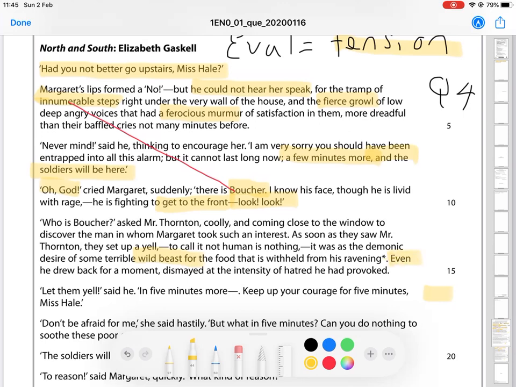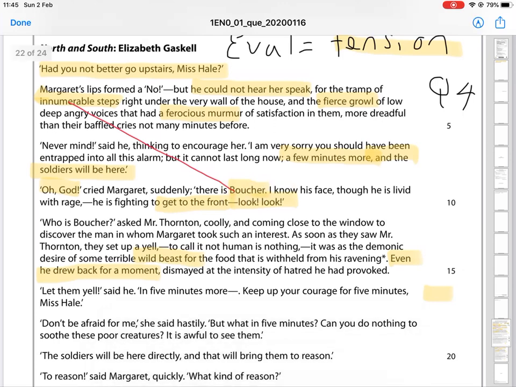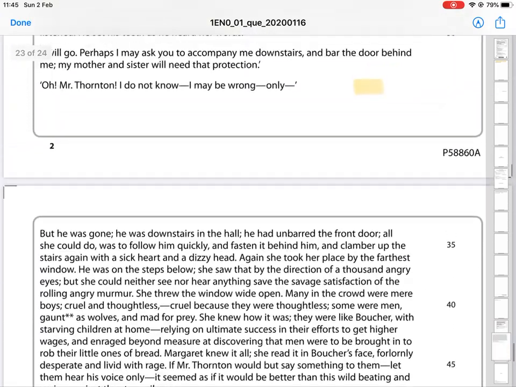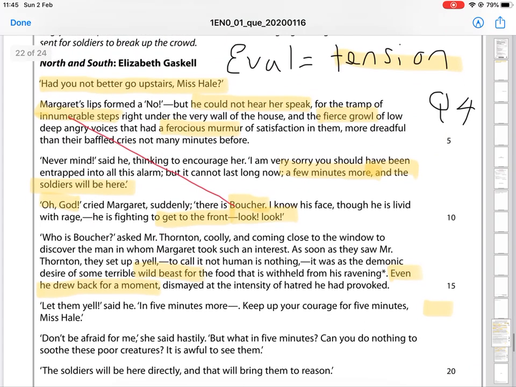Even he drew back for a moment. Maybe you're starting to realise what's happened here. Now, if you didn't get this as you're reading, that's all right, because we've almost got too many things. Don't forget, I've got this whole text to look through. So if you only find 3 things from lines 1 to 15, that's totally okay.